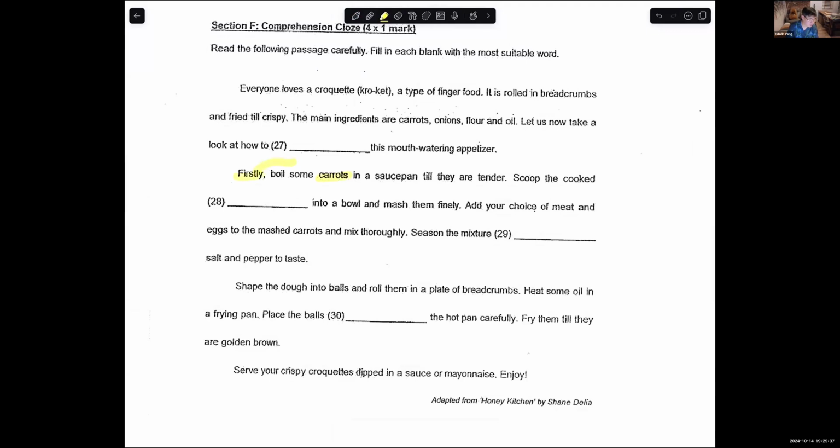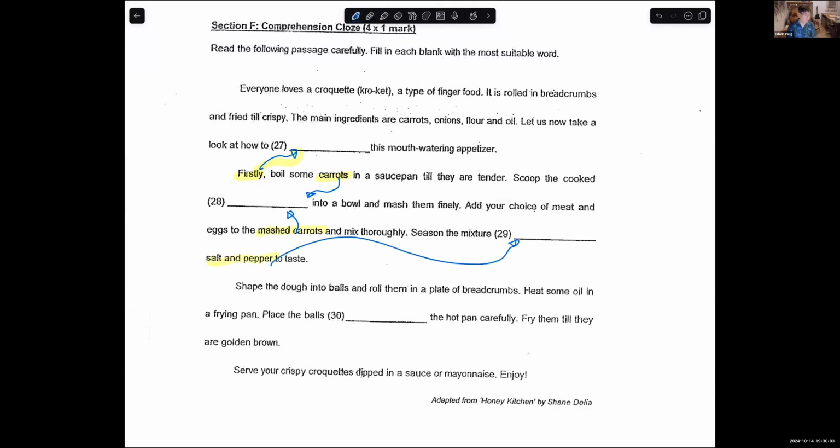I'm just going to put the clues there so you all can see. This is how I read, I'm just looking at the clues. All right? And mash them finely. Add your choice of meat and eggs to the mashed carrots. Ooh, look, that's the clue again. Okay? Season the mixture. All right? Salt and pepper.